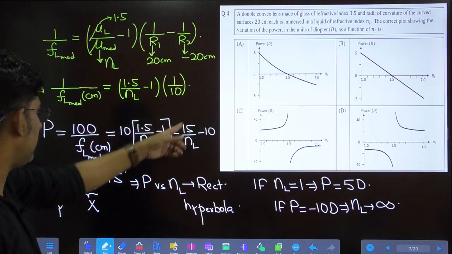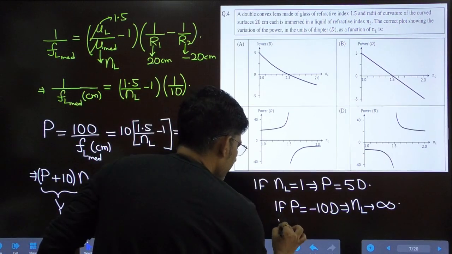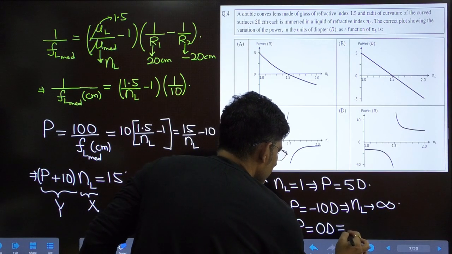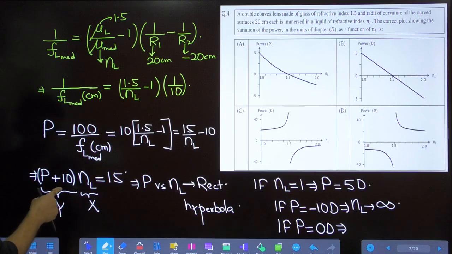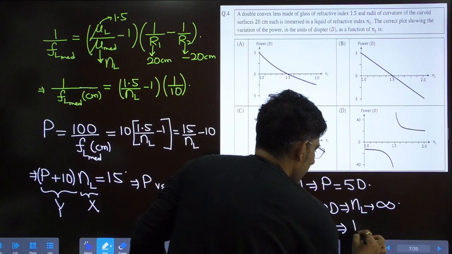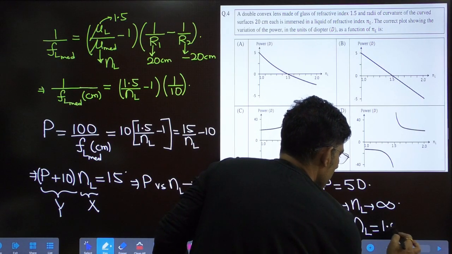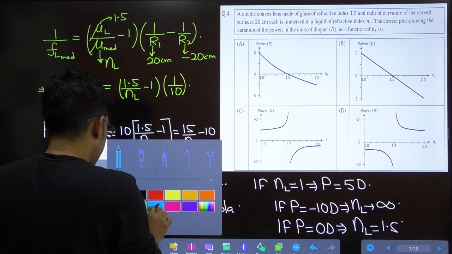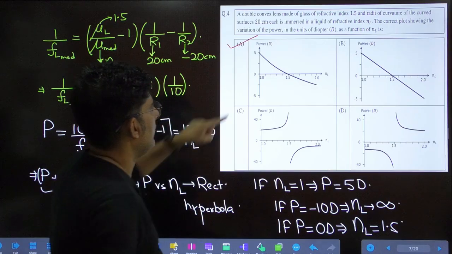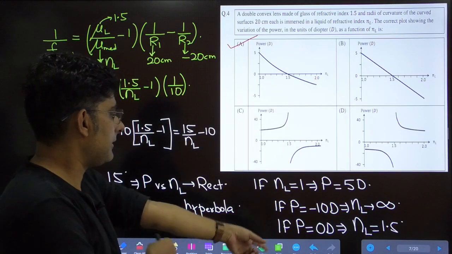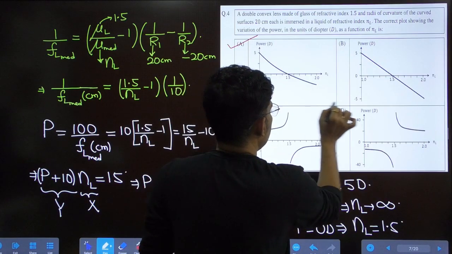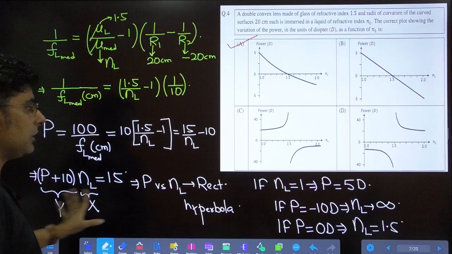And if you take power as 0, that also we can check. If you take power as 0 diopter, then we have NL will become 15 by 10. 15 by 10 is 1.5. So NL becomes 1.5. So yes, we have a rectangular hyperbola satisfying these conditions in the options given. Which one? Option A. You can see this rectangular hyperbola, and this will have an asymptote at P is minus 10. So when P will become minus 10, it will be the asymptote. So this is one option.